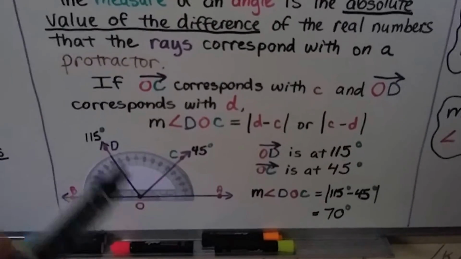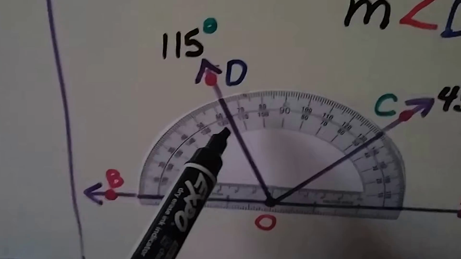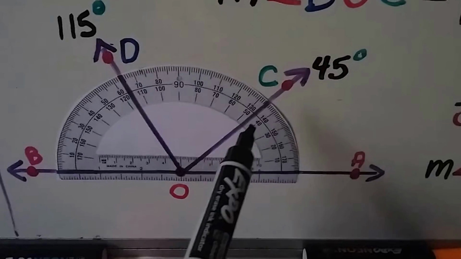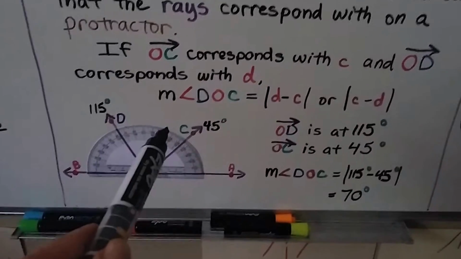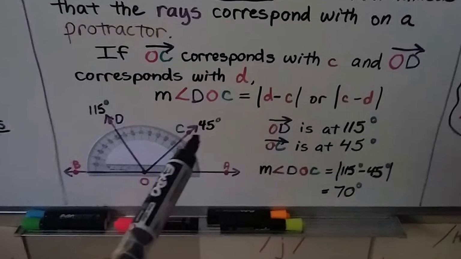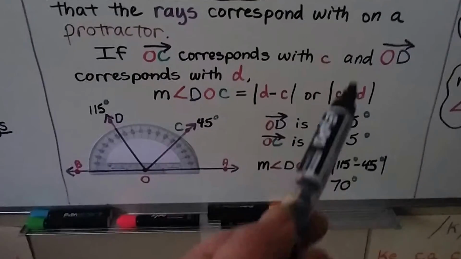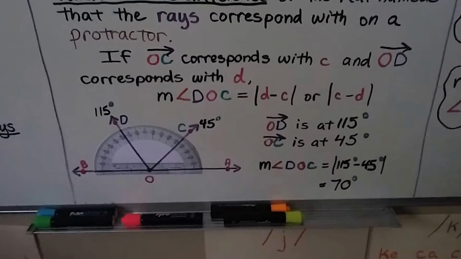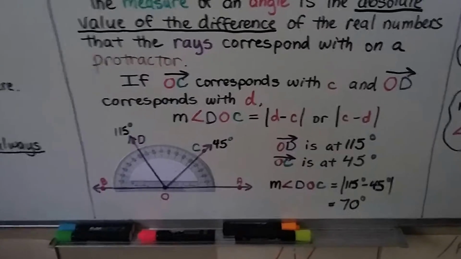So what they're saying is, let's look at where OD is on this protractor. If we look, it's in between the 110 and the 120. It's at 115 degrees. OC is in between the 40 and the 50. It's at 45 degrees. We can find this angle by doing 115 minus 45. Or, because it's absolute value, we could do 45 minus 115. It's still going to give us the same amount, okay? Because it's absolute value, there's no negatives, right? So we do 115 minus 45, and we get 70 degrees. So we know this angle right here is 70 degrees by using this, okay?